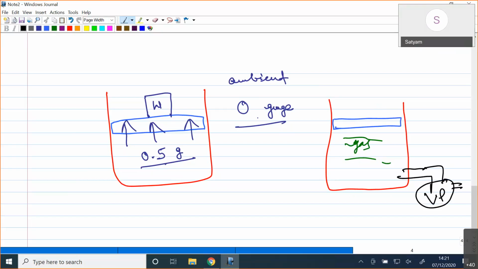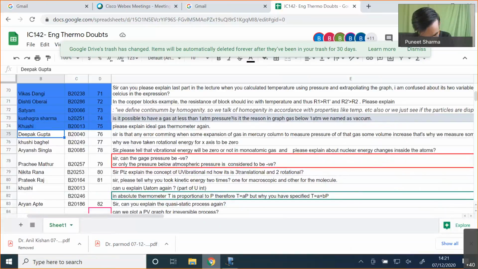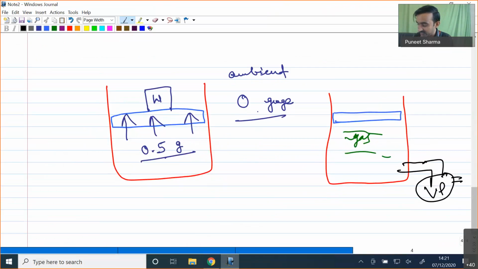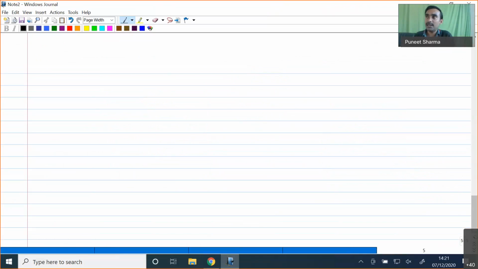Okay, now I'll go to question number 80: U vibrational, and how it is 3 translational and 2 rotational. Let me once again explain it for the oxygen molecule. This 3 translation and 2 rotation is only applicable for the oxygen molecule. If our molecule changes, it may have different degrees of freedom. Let me once again take the example of the oxygen molecule. One O and a second O, these are bonded together.